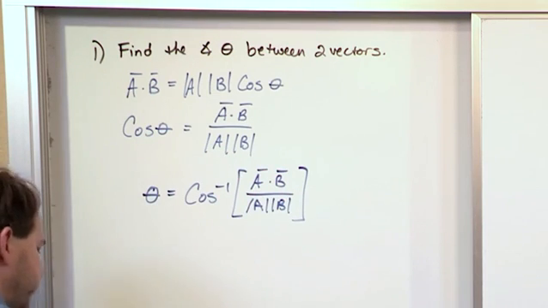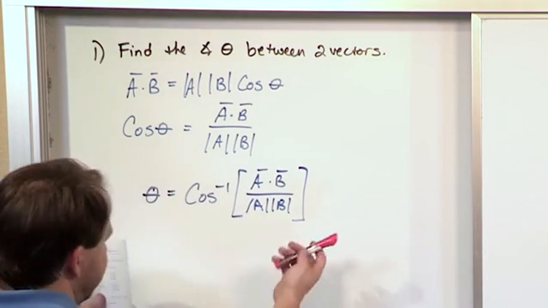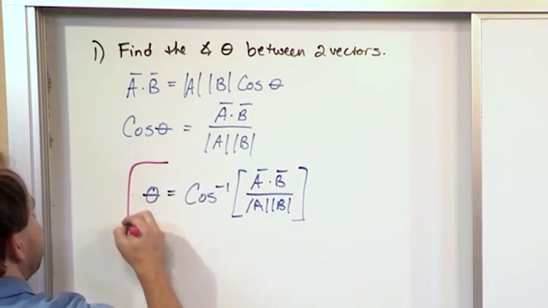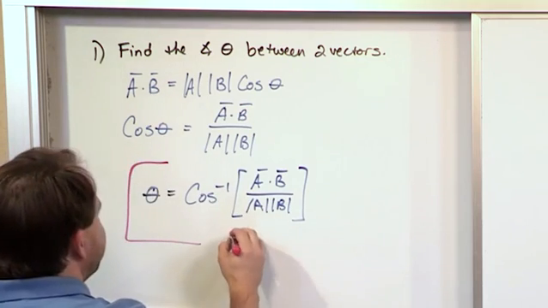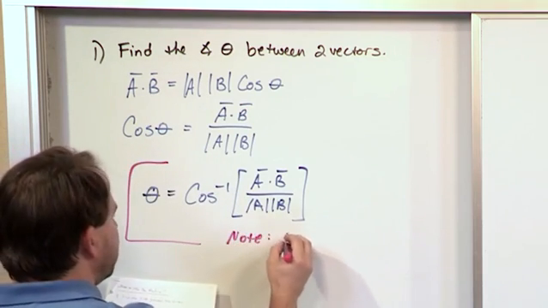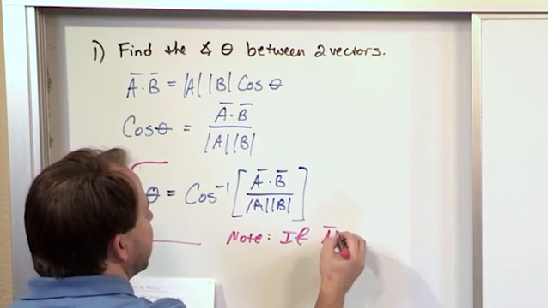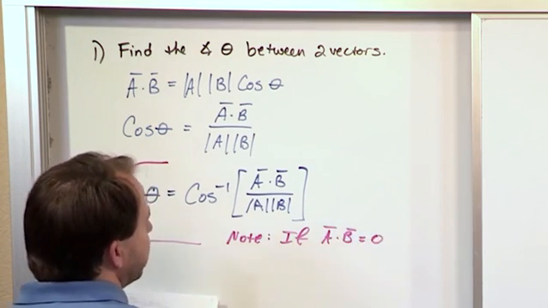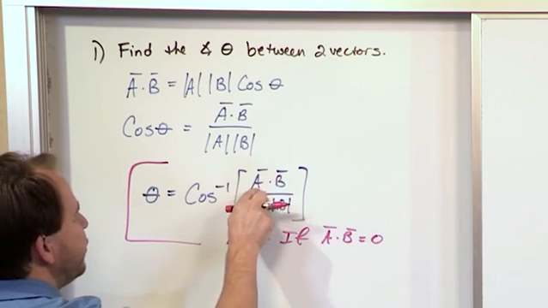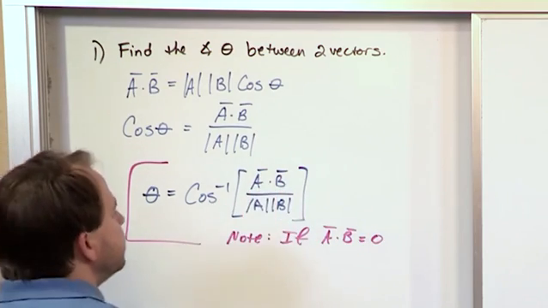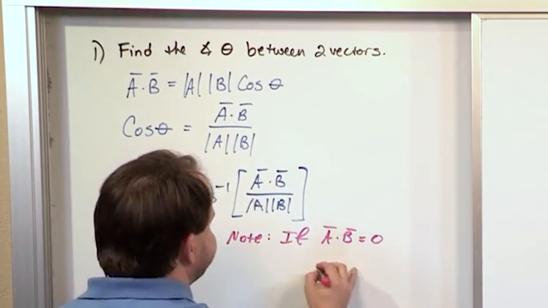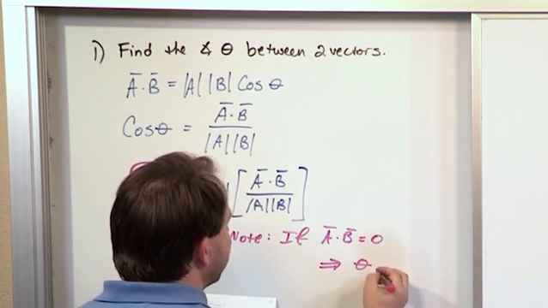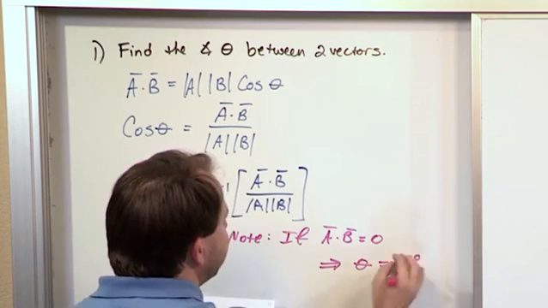The other thing I want to tell you, just as a note, is something that's obvious from this, but you may not totally see it at first. If the dot product between these two vectors is 0, in other words, when you're calculating this and you get A dot B equals 0, then the angle that you get back is going to be 90 degrees between the vectors.